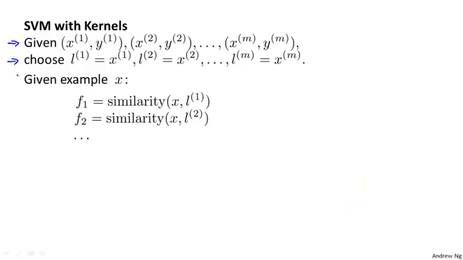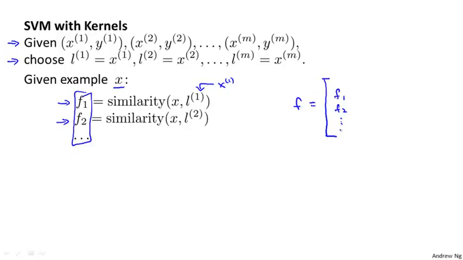When you're given an example X, and this example X can be something in the training set, the cross-validation set, or the test set, I'm going to compute these features F1, F2, and so on, where L1 is actually equal to X1, and so on. These then give me a feature vector, so let me write F as a feature vector. I'm going to take these F1, F2, and so on, and group them into a feature vector that goes down to Fm. And just by convention, if we want, we can add an extra feature F0, which is always equal to 1. This plays a role similar to what we had previously for X0, which was our intercept term.